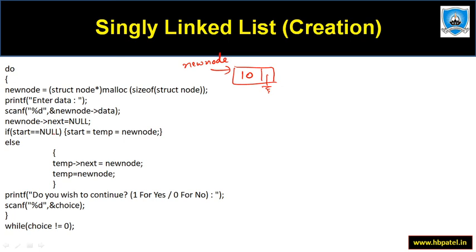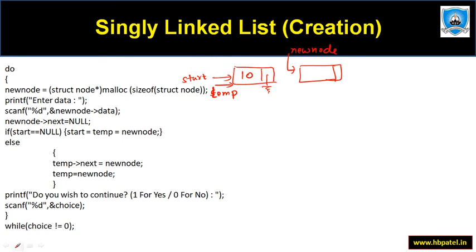Now, if start equal to null, yes, because this is the very first element. At that time, start equal to temp equal to new node. So this is also start, this is also temp. Everything is this because this is the only element in the list. Now this is done, so it will not go in else. Now check: do you wish to continue? Yes or no? Suppose I wish to continue. So it will again go here and create a next element, let's say new node. The moment this new node is used over here, I can erase this new node.